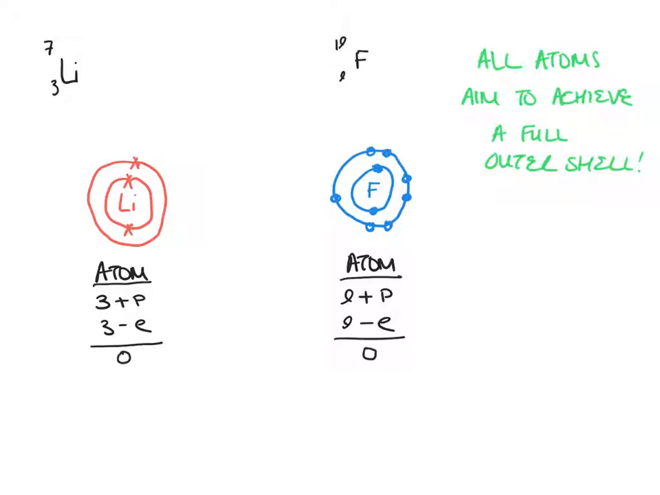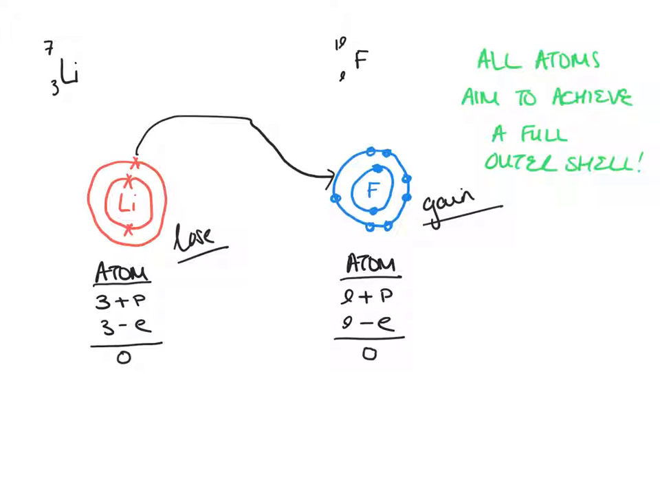fill that outer shell. So the easy thing that will happen here, if you have a look at these 2 atoms, is that lithium would give its electron to the fluorine atom. So lithium would lose an electron, while fluorine would gain an electron.